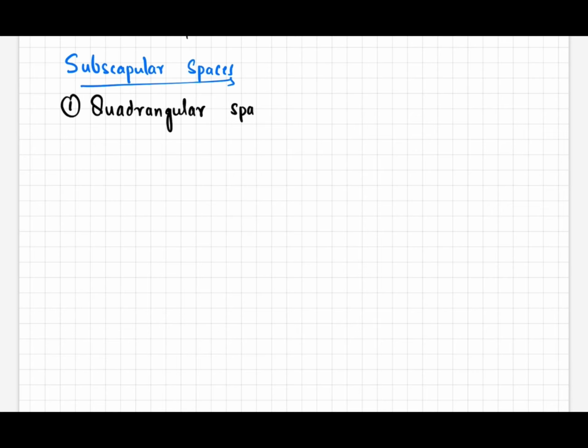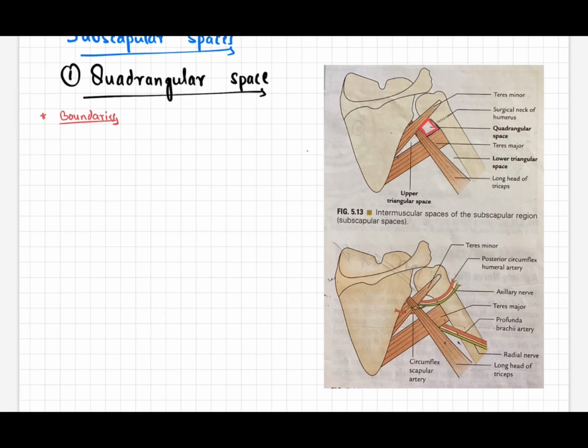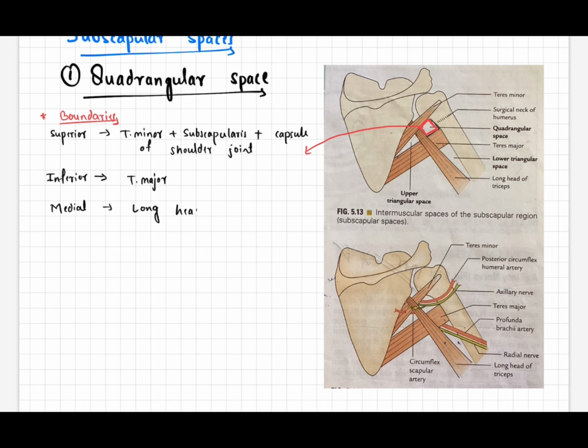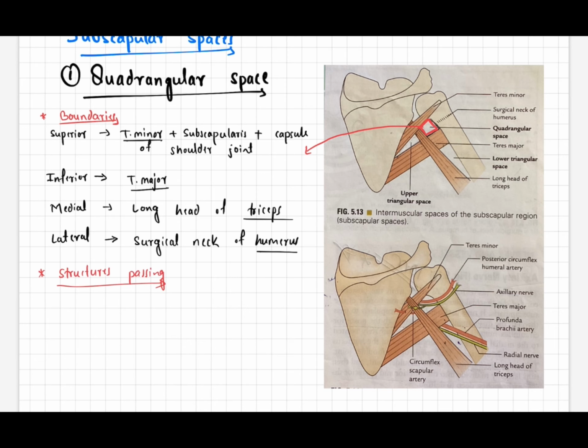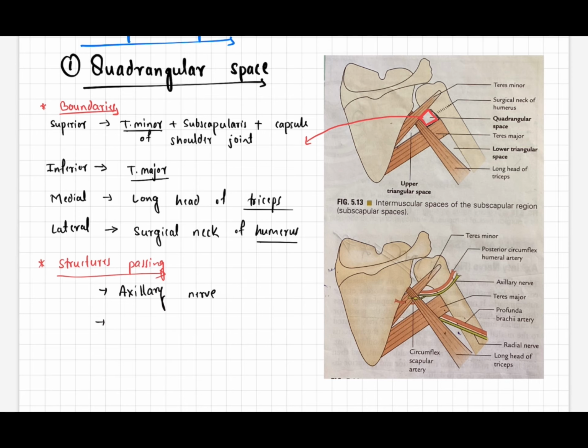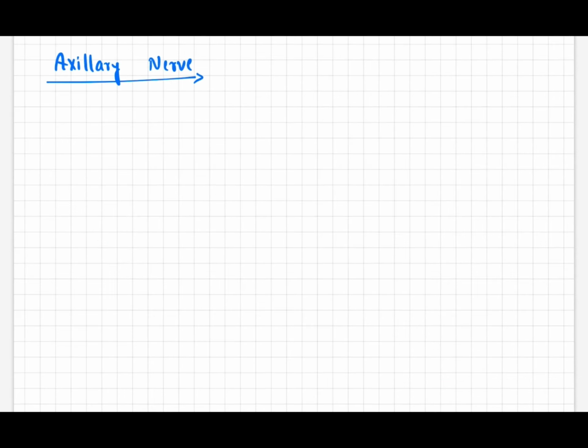Subscapular intermuscular spaces. The most important one is the quadrangular space. Its boundaries are superiorly teres minor, subscapularis, and capsule of the shoulder joint; inferiorly teres major; medially the long head of triceps; and laterally the surgical neck of the humerus. Structures passing through this space are the axillary nerve and posterior circumflex humeral artery and vein.